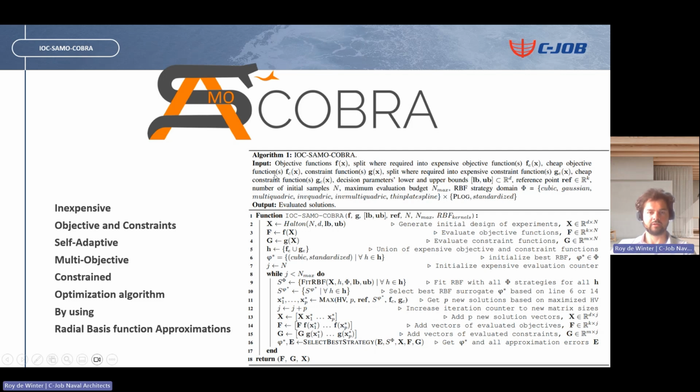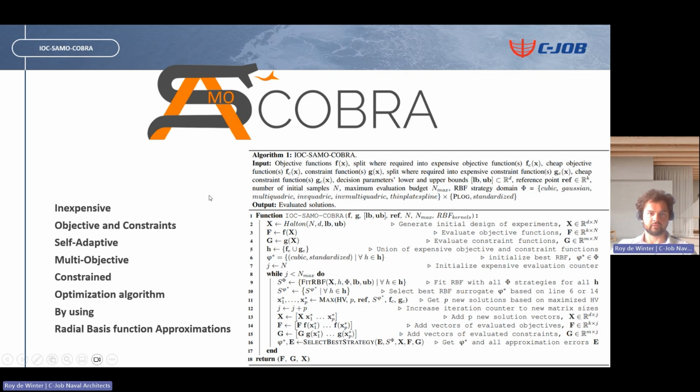The IOC Sama-Cobra algorithm stands for Inexpensive Objectives and Constraints, Self-Adaptive Multi-Objective Constraint Optimization Algorithm by using radial basis function approximations. So for the expensive objectives and constraints, the radial basis function approximations will be used, while you can also use the inexpensive objectives and constraints directly in the algorithm. So instead of using a surrogate for the inexpensive objectives and constraints, you can directly exploit them. And this is what you will see in the pseudocode.